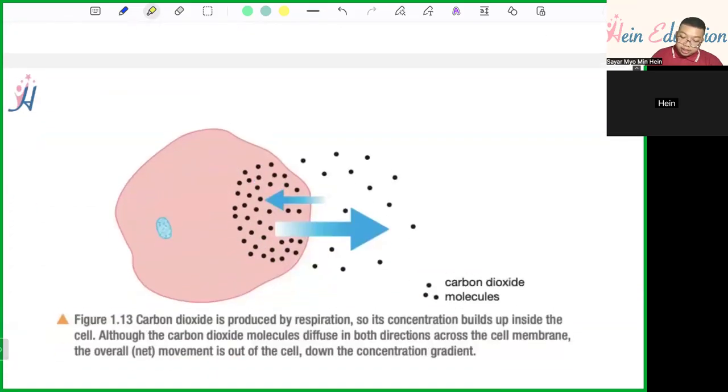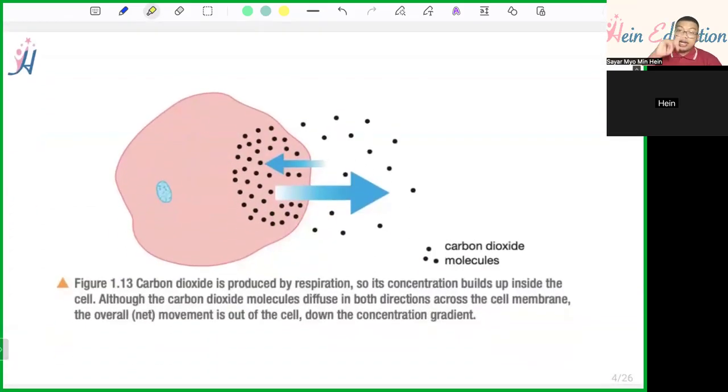As you can see from this example, there is a cell and we can see the molecules moving in and out of the cells, passing through the cell membrane. As you can see from the diagram, there is a higher concentration of carbon dioxide molecules inside the cell than outside. So you can see the bigger arrow moving out of the cell, meaning that it's moving from high concentration to low concentration.